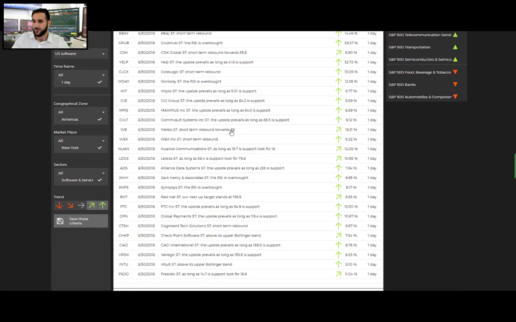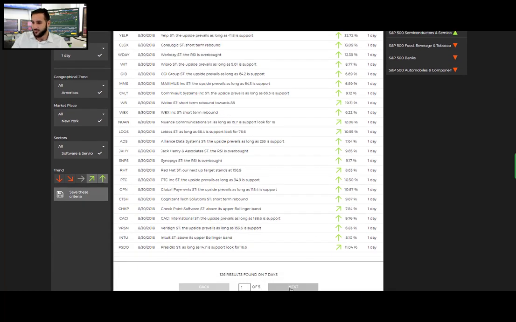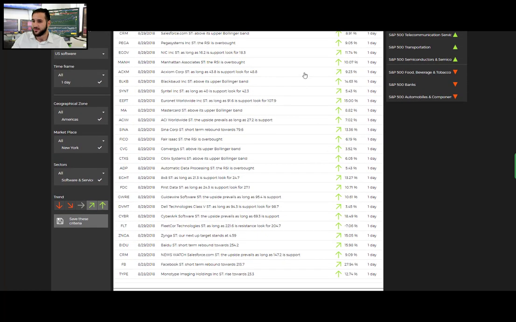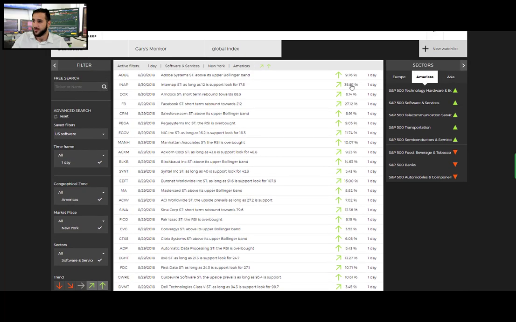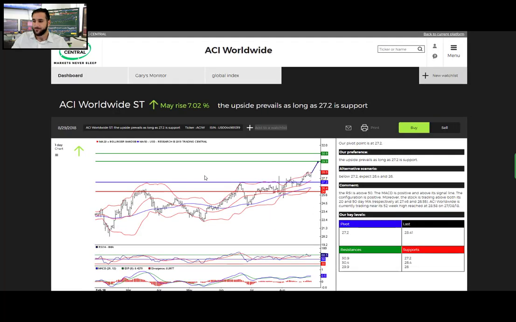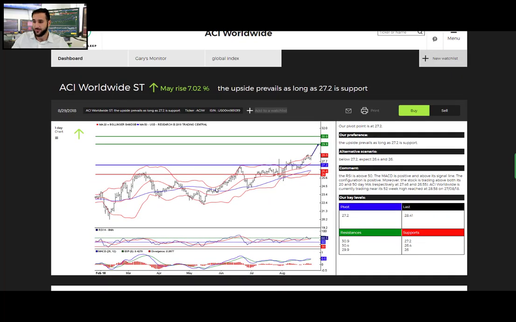So we have a list of a lot of stocks here. We have multiple pages. As you can see, you have the returns on the right that we're expecting. Obviously, the time frame, we chose them all to be daily. So we can click, for example, on ACI Worldwide. We're going to notice a bullish chart here on daily charts.